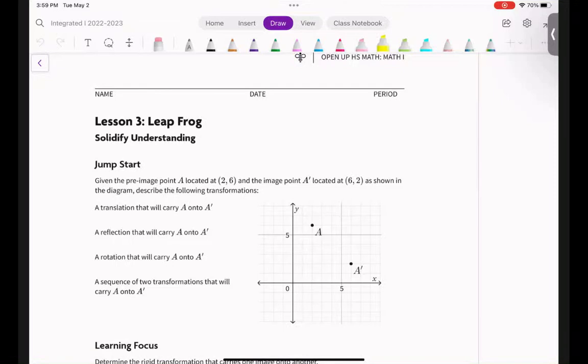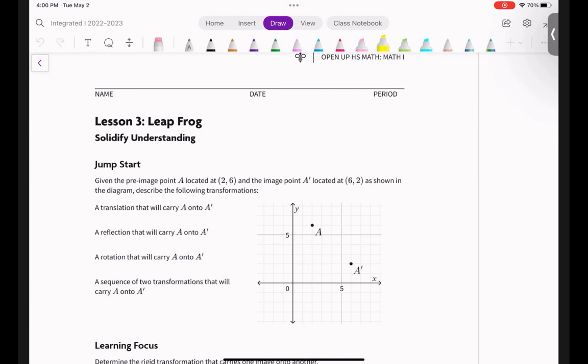All right, so welcome back to our channel. We are doing 6.3, which is called Leapfrog. This is a lesson that solidifies understanding, which means we're still laying the groundwork in order for you to practice and apply all the information that you're learning from this unit so far.